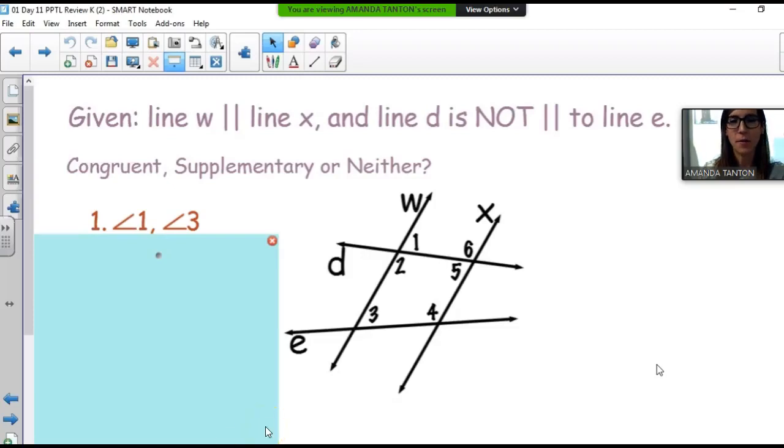Alrighty, we are reviewing for our parallel, perpendicular, and transversal lines test. We're just going to dive right into some whiteboard problems that I've prepared that should cover all of the concepts that you will be tested over tomorrow.